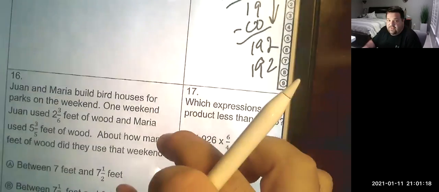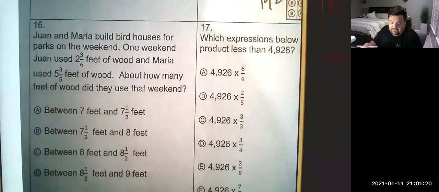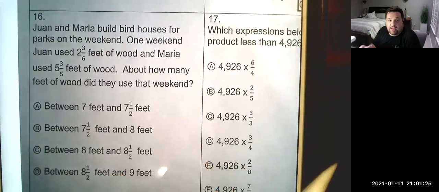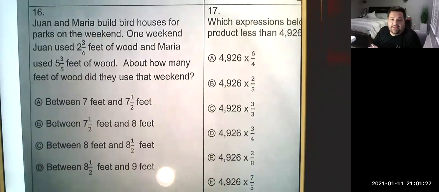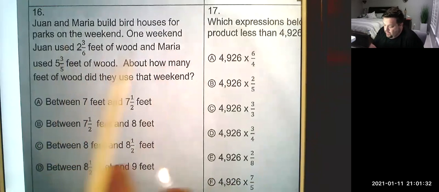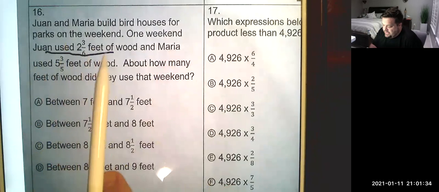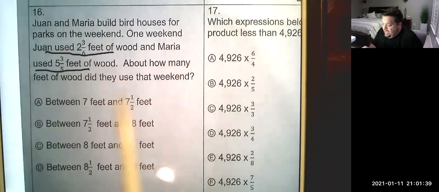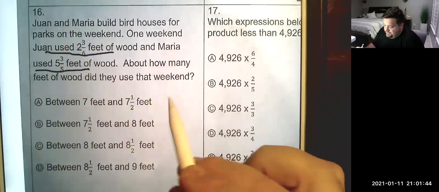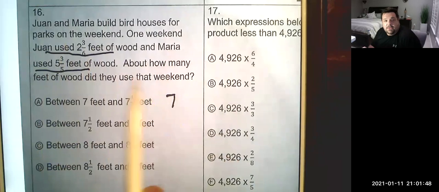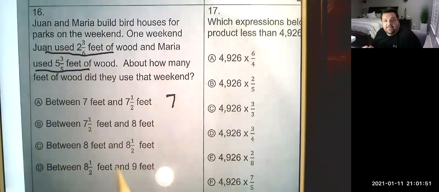Number 16 was very, very tough. Number 16 took me a long time to figure out, and I think I tried to make it too complicated. But really, it just wants you to make an estimate, right? So Juan and Maria built birdhouses for the weekend. One weekend, Juan used 2 3/6 feet of wood, and Maria used 5 3/5. About how many feet of wood did they use? Well, 5 plus 2 is 7. So we know they at least got to 7, right? 3/6 reduces to a half.